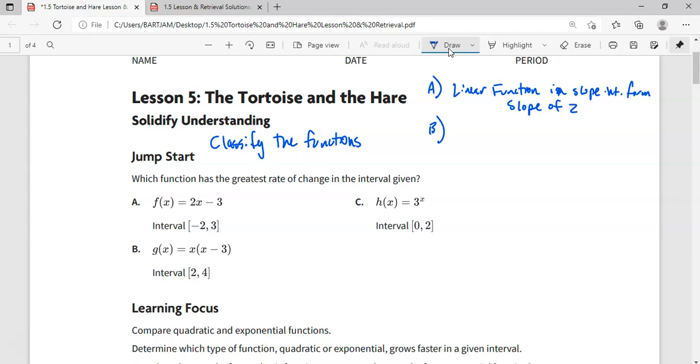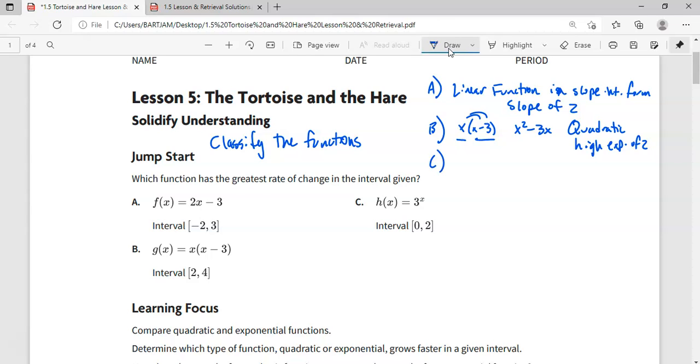Function B, g of x equals x times the quantity x minus 3. If I distribute, I end up with x squared minus 3x, and I know that this is quadratic because it has a high exponent of 2. You could also classify this as quadratic in the sense that x is a linear expression and x minus 3 is a linear expression, and a quadratic function is the product of two linear expressions.